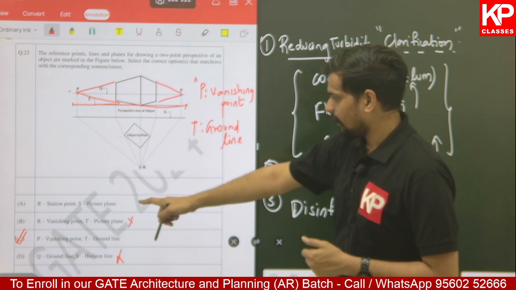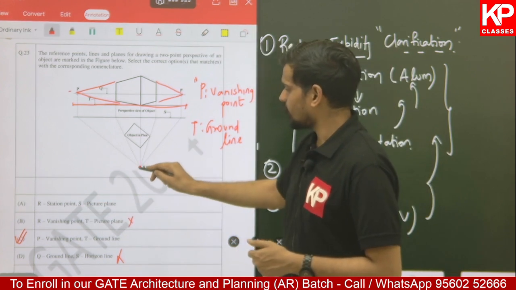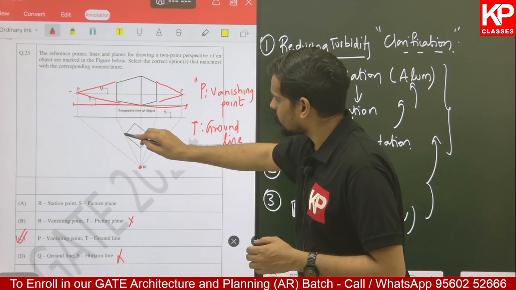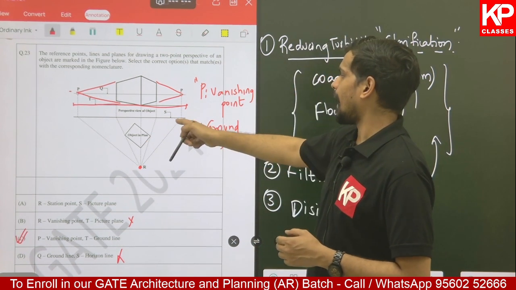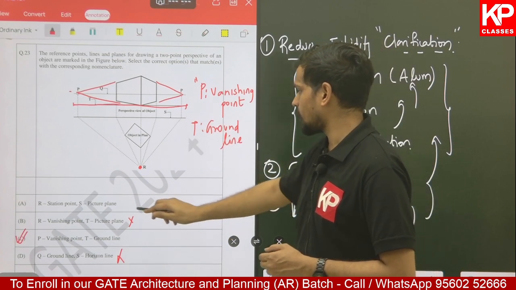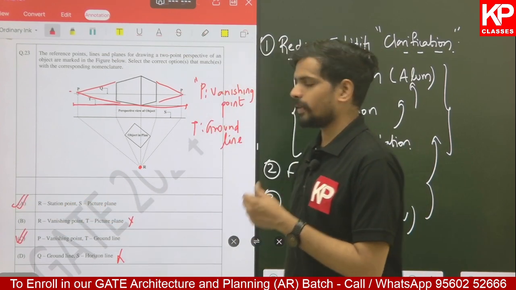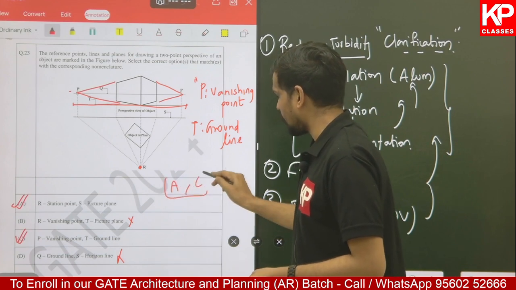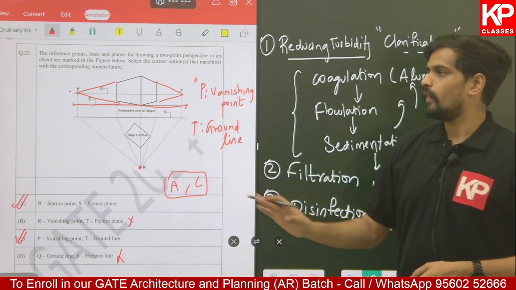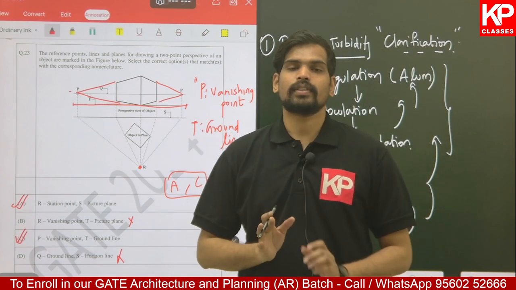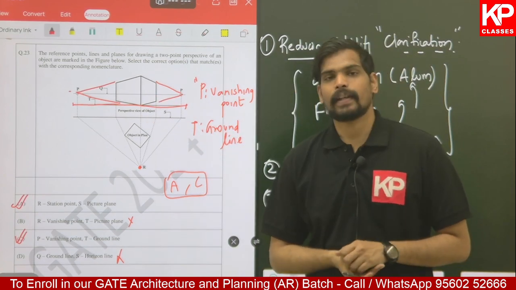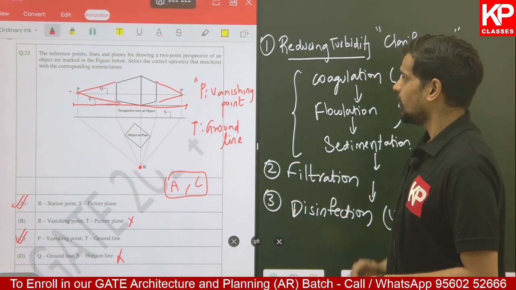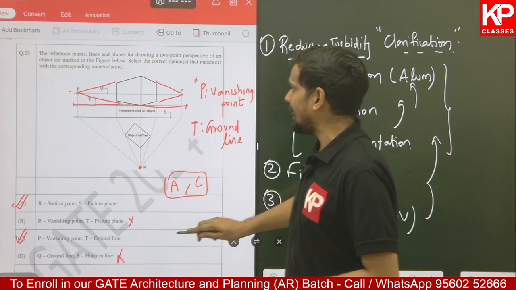You have option A. R is the station point. Station point is the point from which you check the vertices and capture them onto the picture plane. S here is the picture plane. So S is marked as picture plane. That also is correct. So options A and C are again the correct options in this question, where you have identified the important points and lines from the two-point perspective drawing of the given object. So that's about this question number 23.